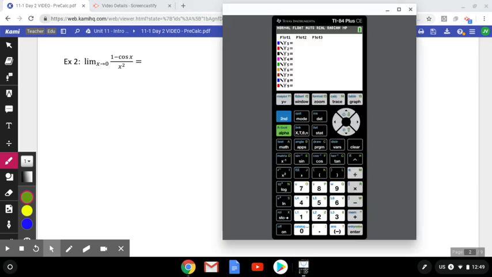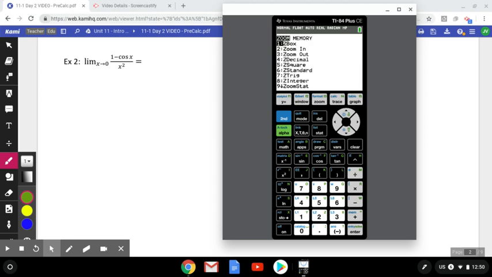So what you want to do is type this function into your y sub 1. In your graphing calculator, you're going to need a set of parentheses for the numerator, which is 1 minus the cosine of x. And you're going to want to close two lefts with two rights here. And then we're going to type x squared in the denominator. And then we'll just hit the graph here.